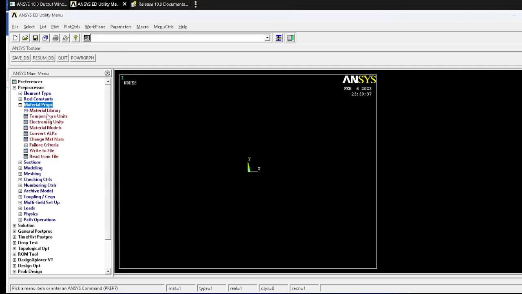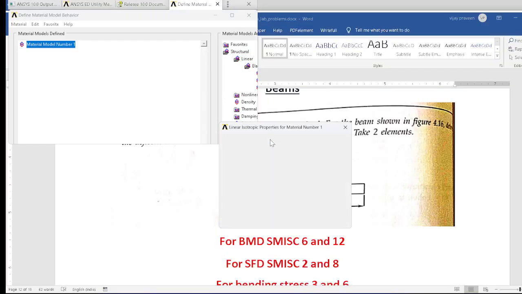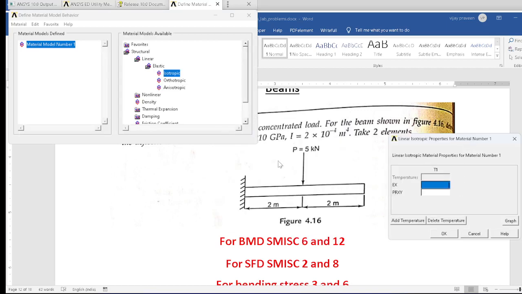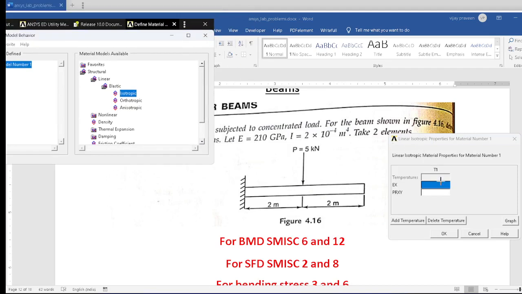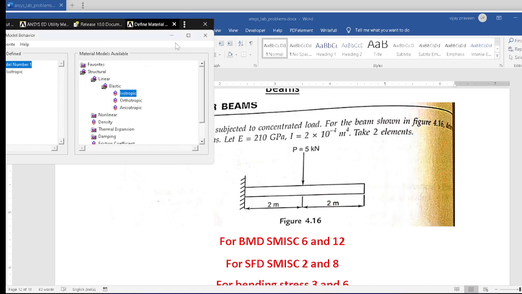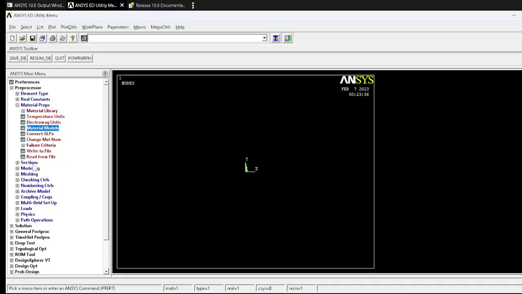Now we need to create the material models. Here in material models, there are no changes as usual: Structural, Linear, Elastic. We need to give the input of Young's modulus as well as Poisson's ratio. So Young's modulus is 210 GPa, that is 210 e power 3, and Poisson's ratio is 0.3. Press OK. Now let me close this. Now we need to do the modeling, and for that we need to create nodes.